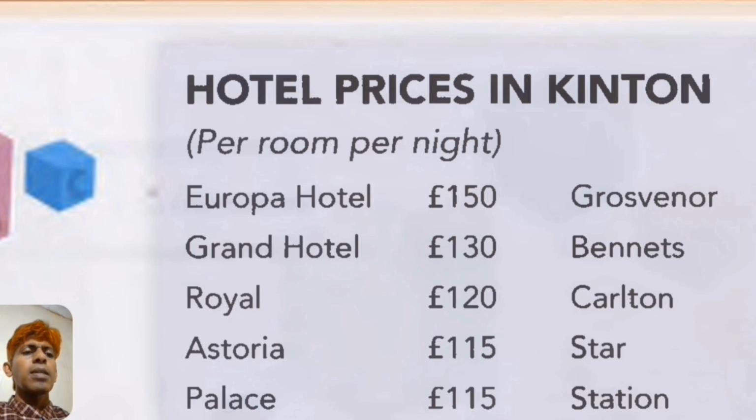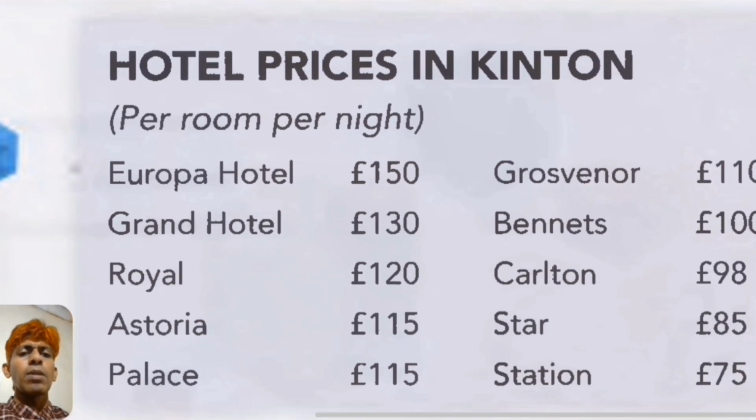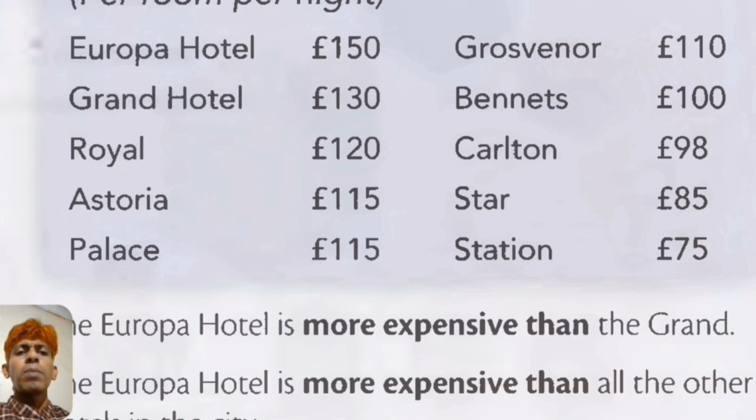Hotel prices in Kingdom, per room, per night. Okay, shall we read? Europa Hotel, £150. Grand Hotel, £130. Royal, £120. Astoria, £115. Palace, £115. Grosvenor, £110. Bennett's, £100. Carlton, £90.